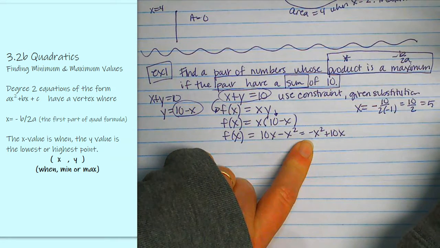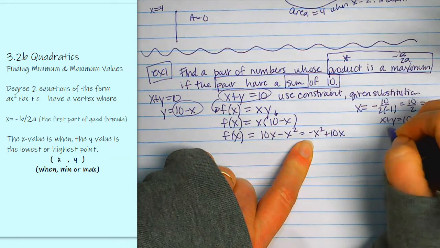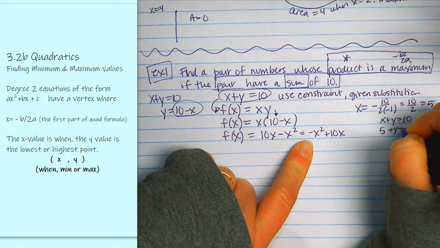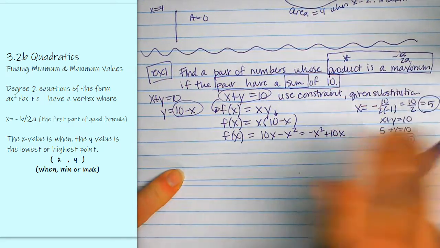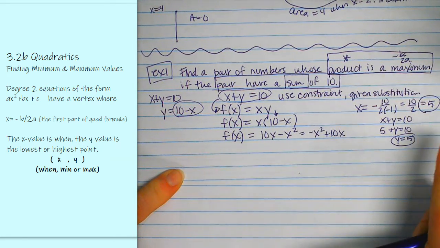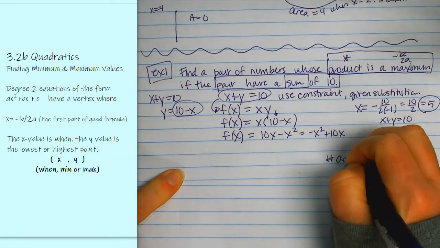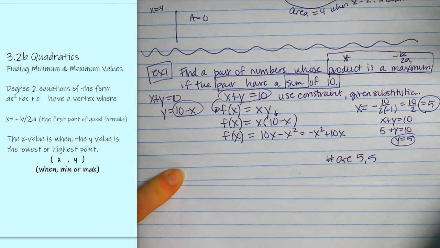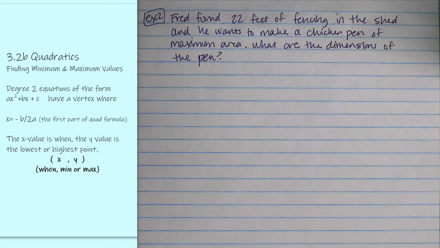If x is 5, then since we also know that x plus y equals 10, if we plug that 5 in, 5 plus y equals 10, y must be 5. So the numbers that produce a maximum and also have this piece of information true are x equals 5 and y equals 5. So the numbers are 5 and 5. Their product is 25. We're going to do this again with a different sort of problem. I'm going to give you a sec to work it yourself and see if you can follow the same sort of logic. Okay, example 2.